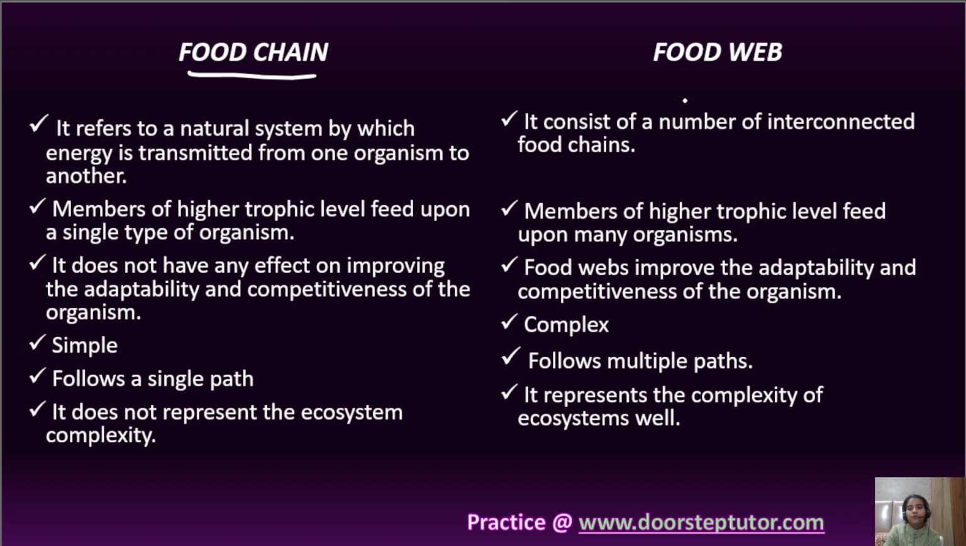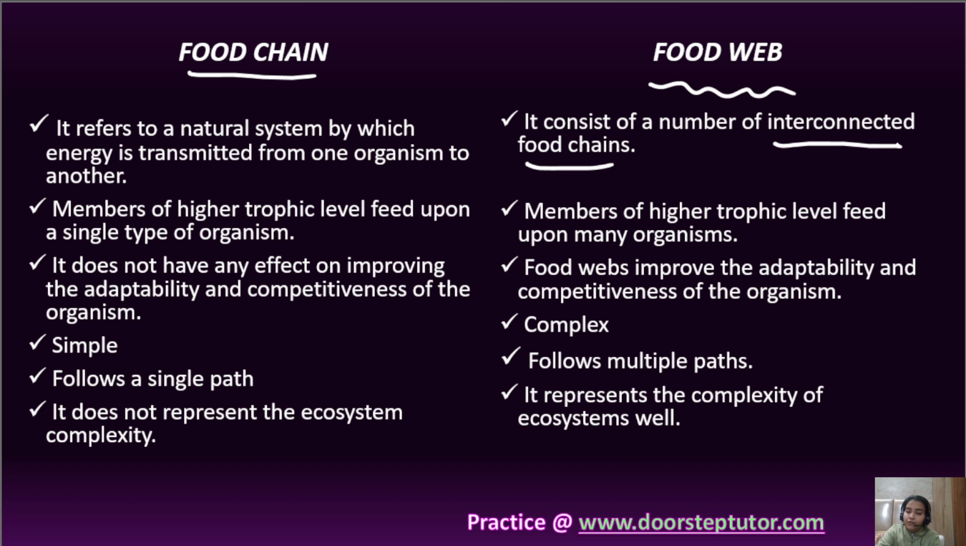Now, if we talk about the food web, in this case it consists of a number of interconnected food chains. In this one, different food chains are present which are interconnected with each other. Now, in case of a food chain, the members of a higher trophic level feed upon a single type of organism only. So here only a straight, or we can say a single path, is there: one organism is eaten by another one, and then that one is eaten by another specific organism.